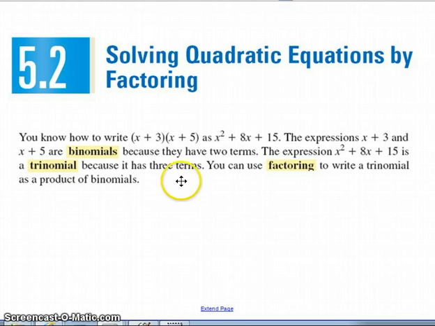I want to make sure that I alert you to this first paragraph here, which talks about something that's very important. We're actually going in the backwards order of what we were doing when we were using the FOIL method. In the FOIL method, I was taking this binomial and multiplying it times that binomial, and I was getting this trinomial, this three-term expression over here. Now, again, binomial and trinomial are vocabulary words that you're going to have to get used to because I'm going to use them a lot. Factoring is the opposite. I'm going to work from this trinomial, this three-term expression, and come out with two binomials. And let's see how you do that.